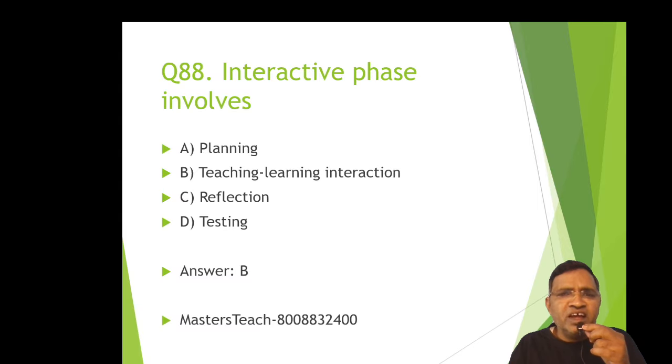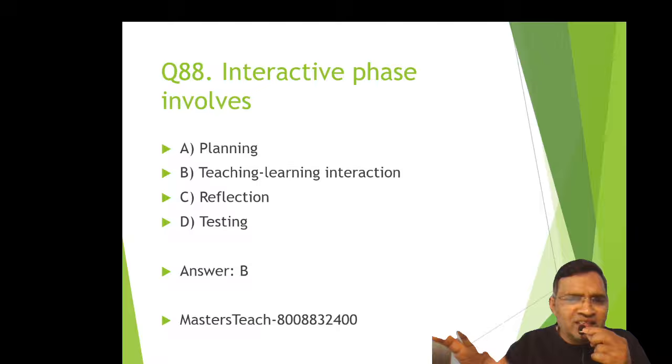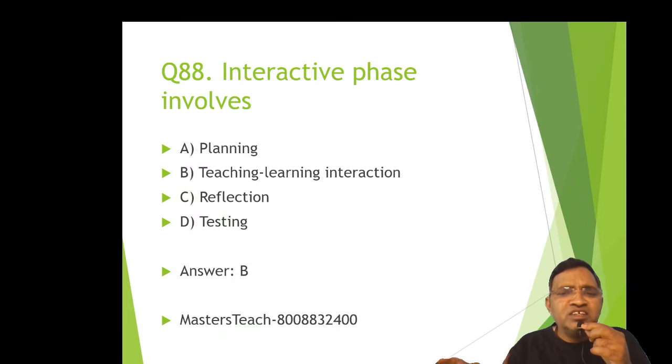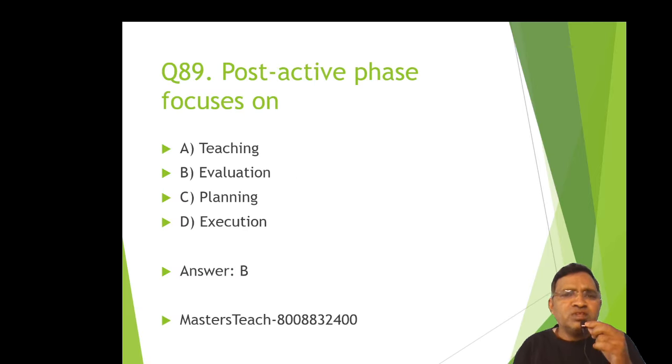Then 88. Interactive phase involves A. Planning, B. Teaching, learning, interaction, C. Reflection, D. Testing. So interactive phase means actually you are taking the class. The answer is teaching, learning, interaction with the students and teacher. Then post-active phase focuses on A. Teaching, B. Evaluation, C. Planning, D. Execution. So post-active phase focuses on evaluation.